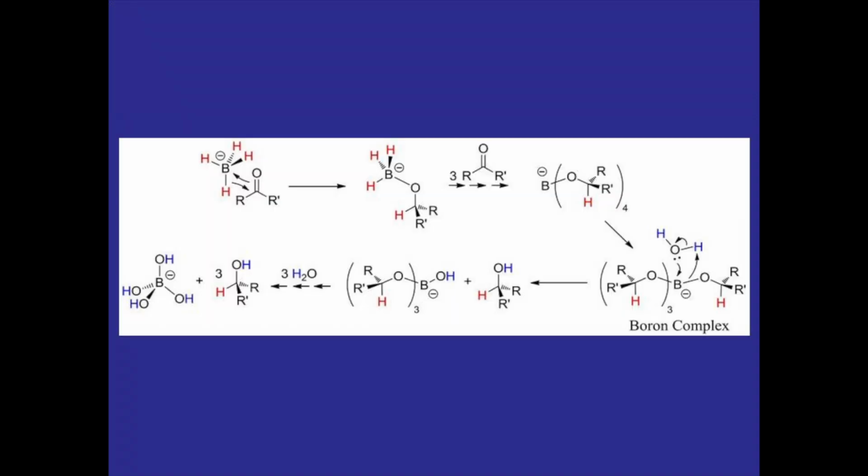Here's a quick look at the mechanism. The borohydride complex will react with the ketone, donating a hydride to reduce the ketone eventually into an alcohol, and it forms this intermediate. And notice that the borohydride compound has 3 additional hydrides that it can donate, so it'll react with 3 additional ketones to form the boron complex intermediate.